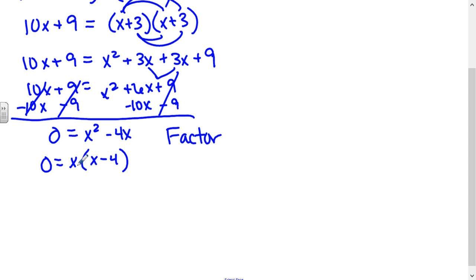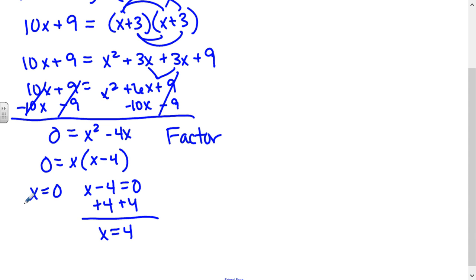And again, for these two things multiplied together to equal 0, one of them has to equal 0. So we split them apart. So x equals 0 and x minus 4 equals 0. So we add 4 to this one, and we get x equals 4. So these are our two solutions right here. So we need to check to see if either of them are extraneous.